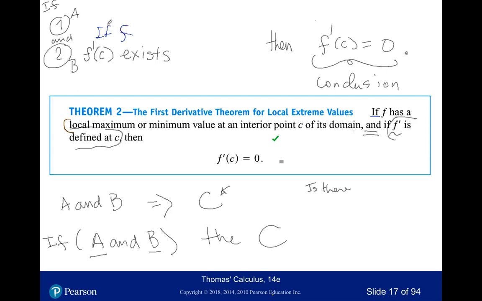So we already have the if, but okay. F local max.